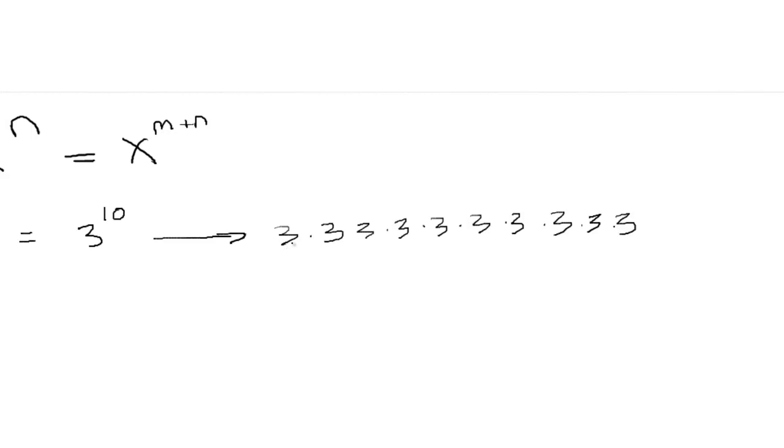It's just simply 3 times 3. Here's your first part. And then there's 8 more for the second part. And then adding all the 3's together, we get 3 to the 10.